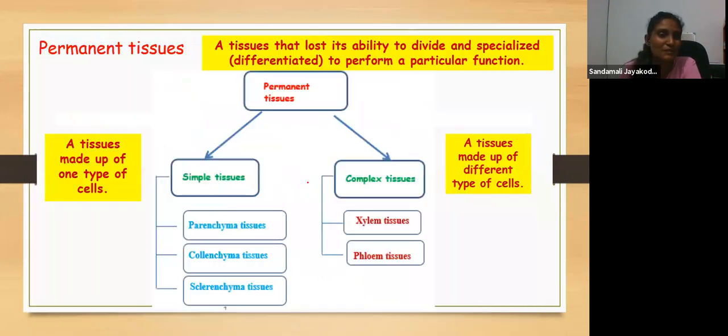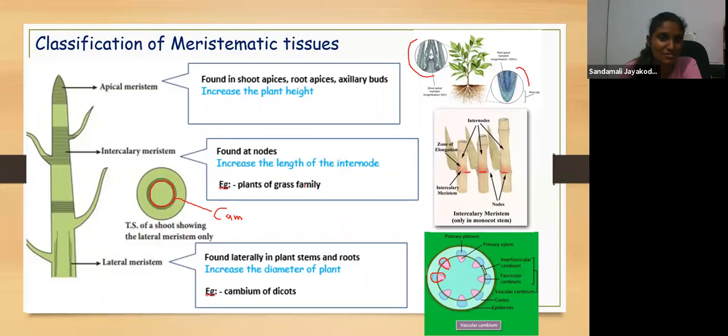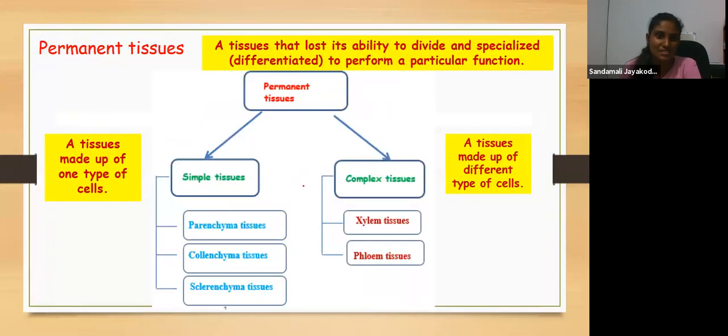It's all about meristematic tissues. Now we are moving to permanent tissues. Permanent tissues can be divided into two groups. As I told you earlier, they are simple and complex tissues. The special feature of permanent tissue is that they have lost their ability to divide, and they are differentiated or specialized to perform a specific function.